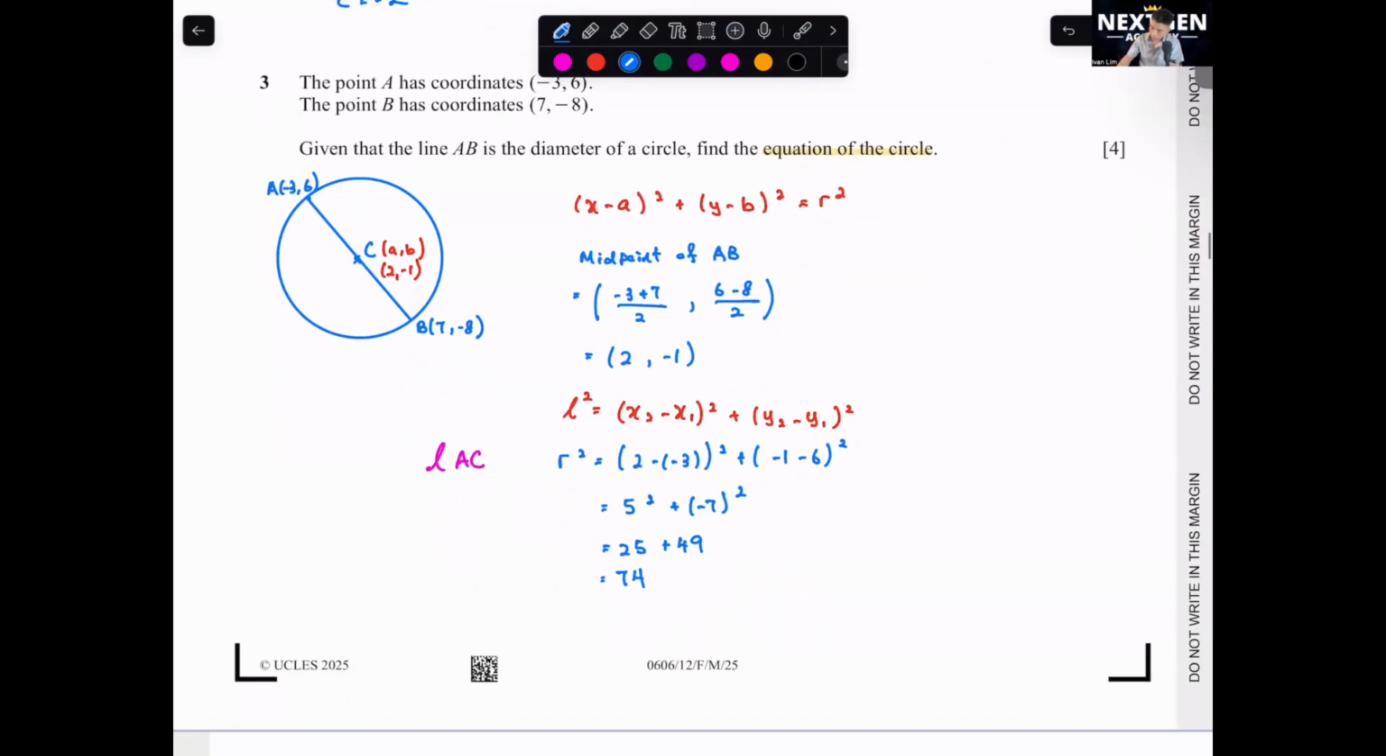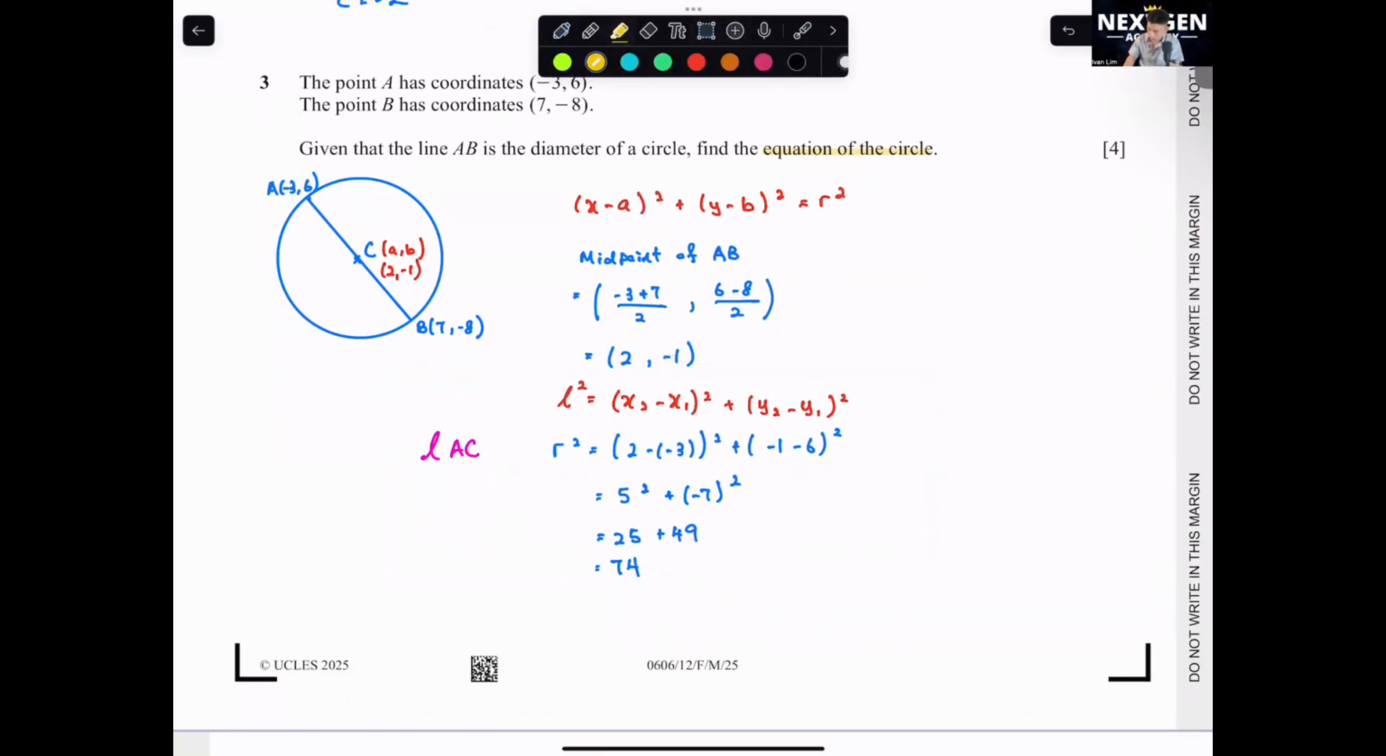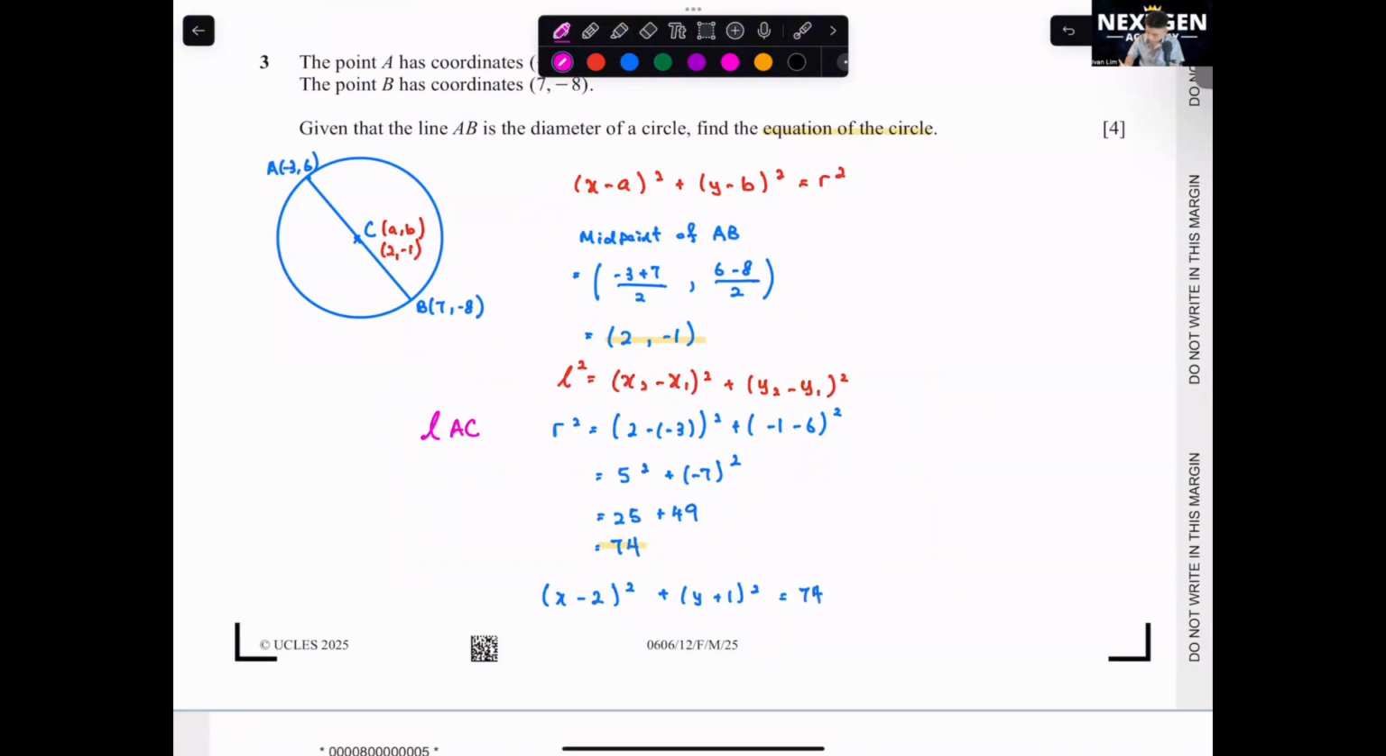Then we fit all of this. This is your a and b. This is the r squared. We fit into the (x minus a) squared plus (y minus b) squared equals r squared. The final answer will be (x minus 2) squared plus (y plus 1) squared equals 74. Okay, this is your equation of circle.